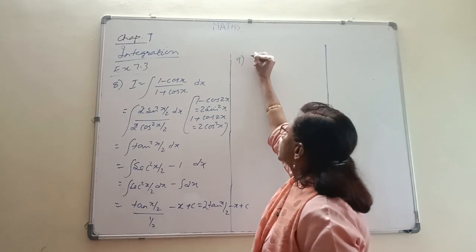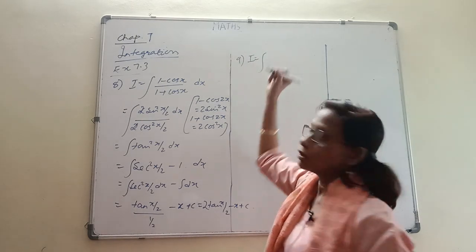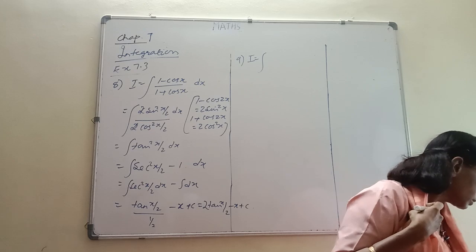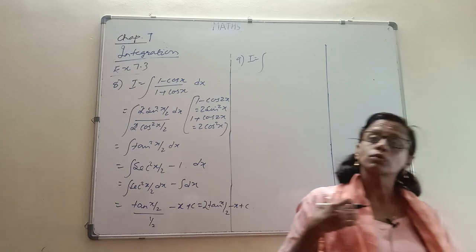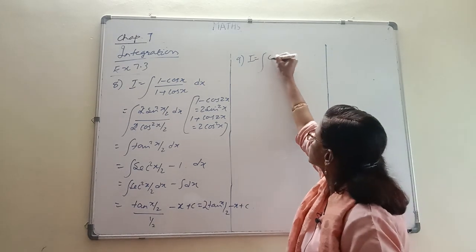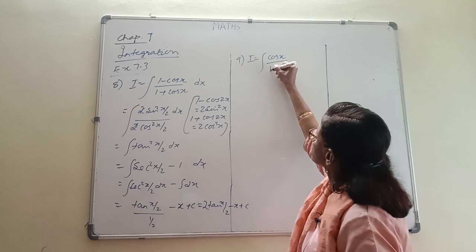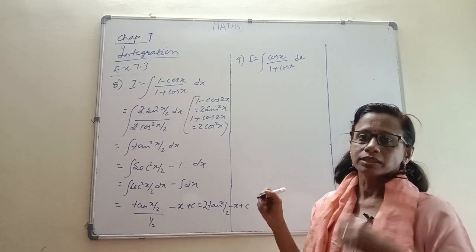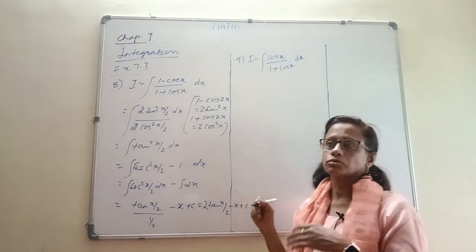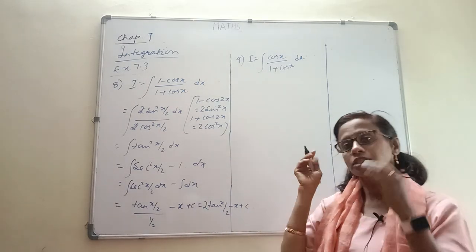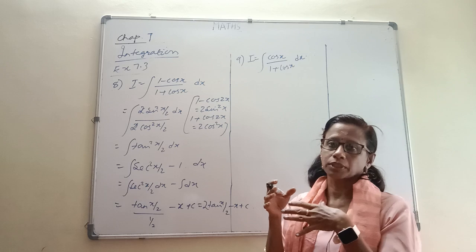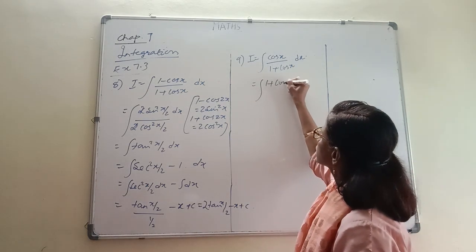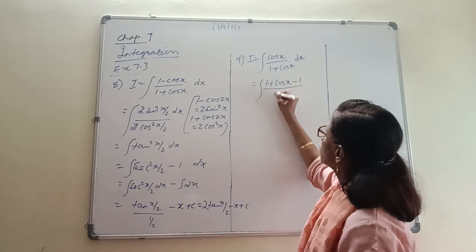See what it says. I is the integral of cos x over 1 plus cos x, somewhat like this, but not exactly like this. So we'll try to get the 1 plus cos x in the numerator so that we are able to work with this. So this will be like writing (1 plus cos x minus 1) over (1 plus cos x).